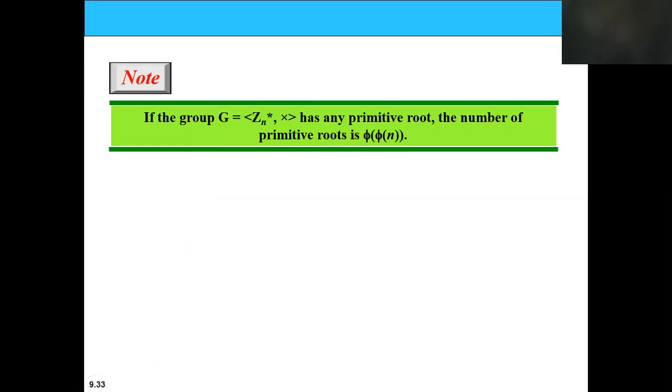Dear student, this is our lecture number 17. We will discuss more basic terms, which will be quite helpful in public key cryptography, in our next lecture.